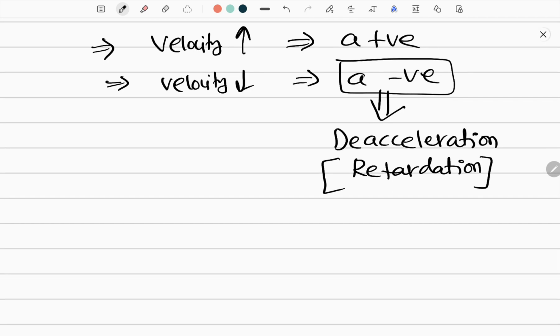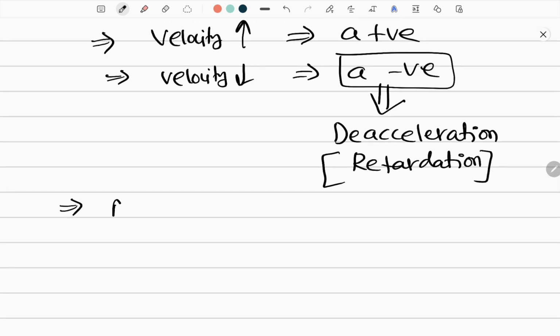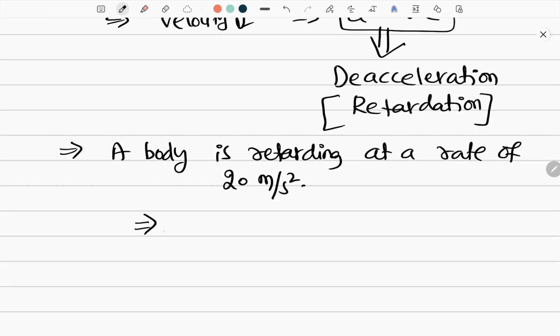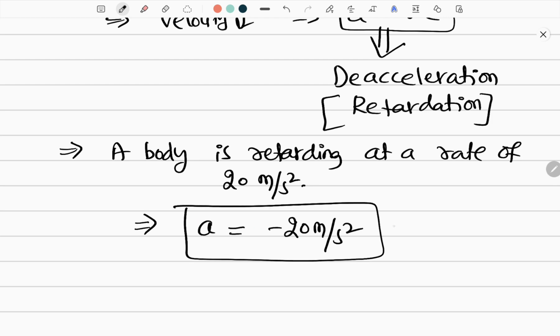Okay, in a numerical, if somebody is mentioning a body is retarding at a rate of 20 meter per second square, and some other details are there in the problem, at that time you have to take a is equal to minus 20 meter per second square. Why do you have to take minus? Because it is mentioned the body is retarding, so you have to take minus.